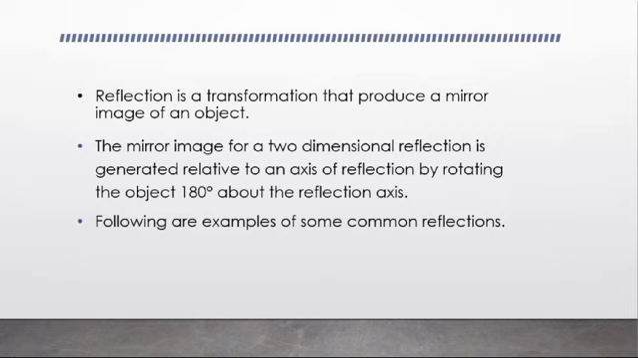The mirror image for a two-dimensional reflection is generated relative to an axis of reflection by rotating the object 180 degree about the reflection axis. That is, reflection is also a kind of rotation. By rotating the object 180 degree, we get the reflection.